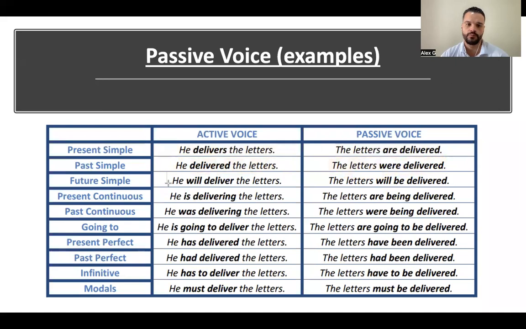In the future, we can use will. He will deliver the letters, the letters will be delivered. And we can do one more, which is the continuous form. He is delivering the letters. And because it's the continuous, we have to use the verb to be and the ing. So the letters are being delivered. But notice how all of the verbs are going to be in the past participle, okay? So always with the verb to be and always in the past participle.